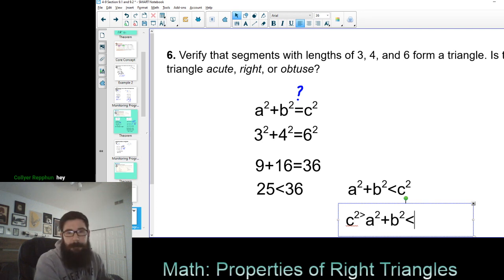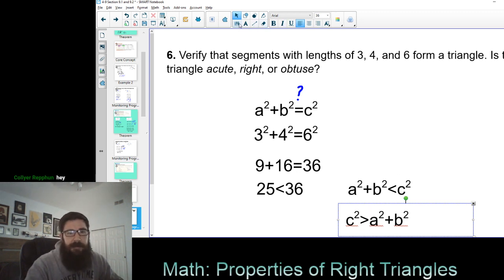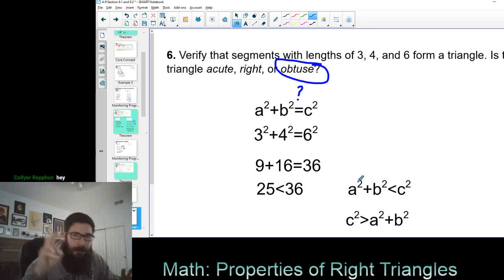C squared would end up being greater than a squared plus b squared. That was our case where we ended up having an obtuse. If your c squared, the side with the biggest one, ends up being greater than your a squared plus b squared, you got an obtuse angle, or obtuse triangle rather.